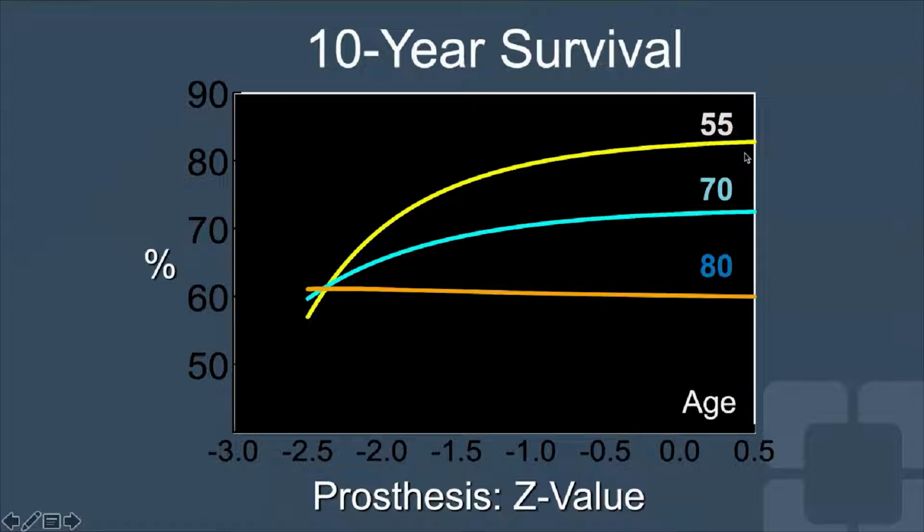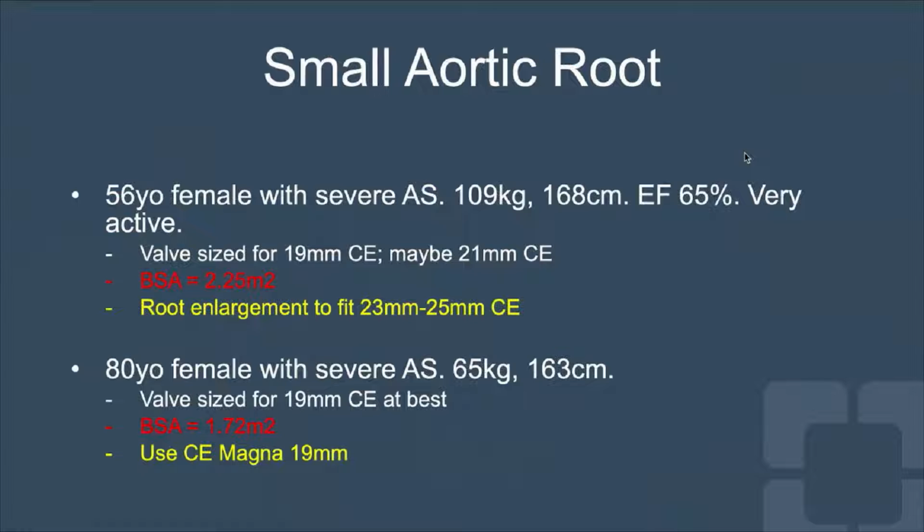is intensified in younger patients. So in the younger patients, we do want to put in as big of a valve as we can, and we'll be a lot more aggressive in performing root enlargements so that we can put in bigger valves for bigger patients and younger patients. So to summarize, for these two patients, the first patient will likely get a root enlargement so we could get a bigger valve in, and we want to put in a 23 to 25 millimeter valve, versus the second patient, who will do just fine with a small valve.